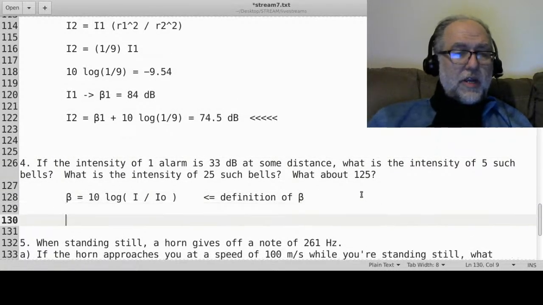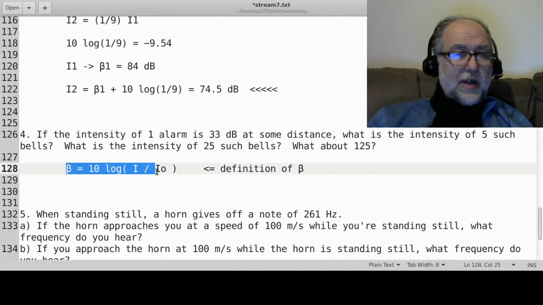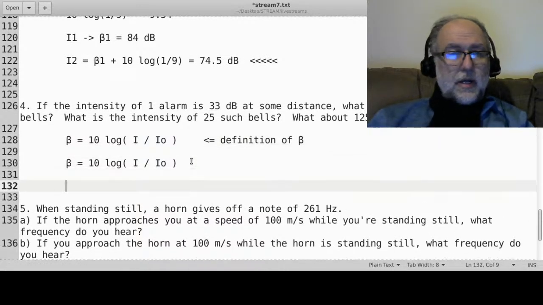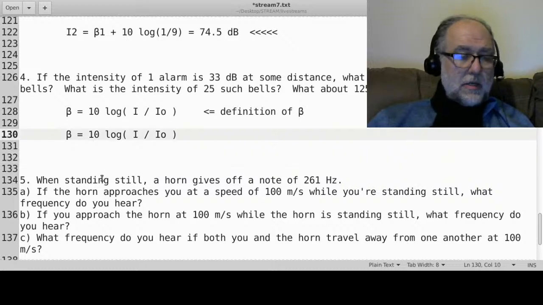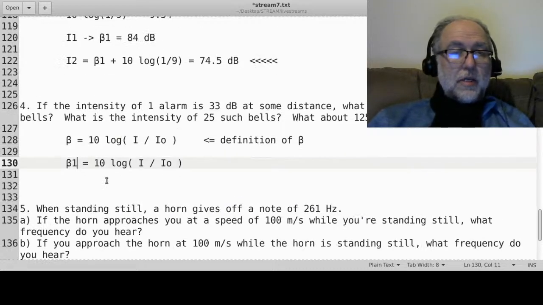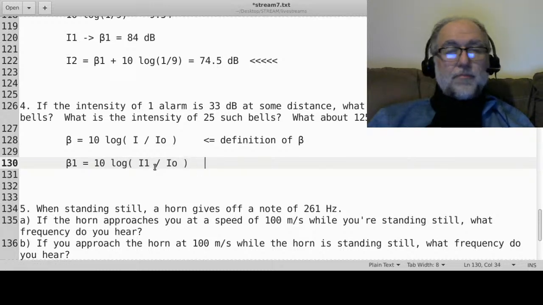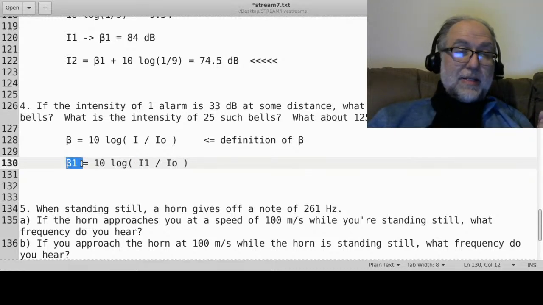Over here, you could start off with this, and you can say, look, the intensity of 1, we'll call it beta 1, is going to be 10 log the intensity of 1 divided by I naught. There isn't a good word for it. We tend to call both intensity, but I is the intensity of the linear quantity, and beta is the intensity in decibels. They're related by the log here.